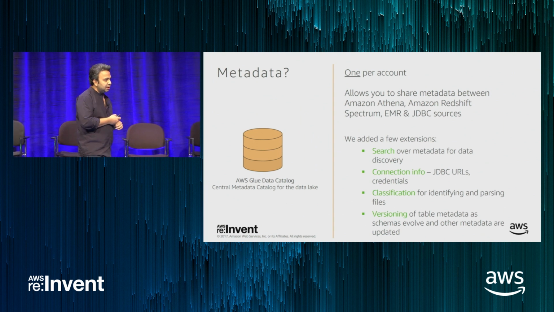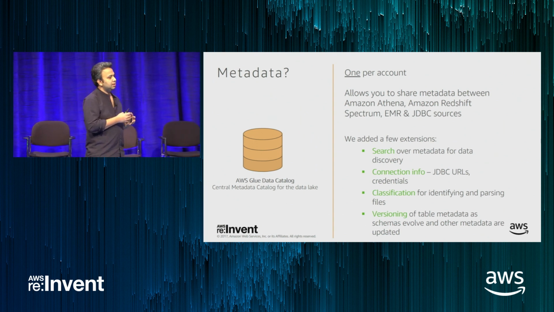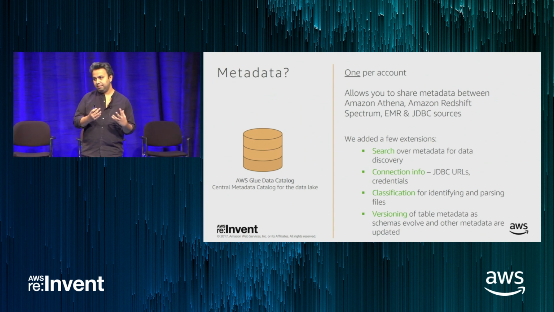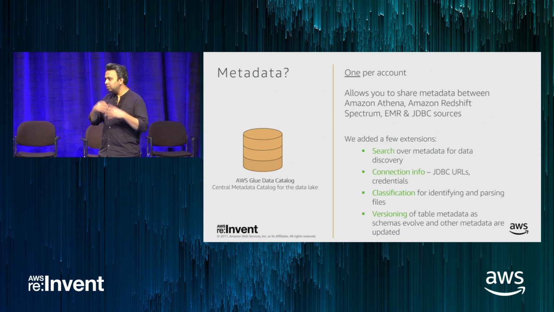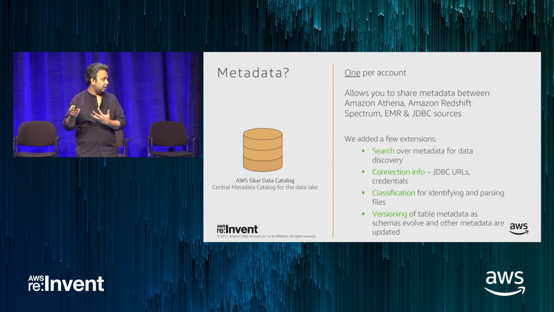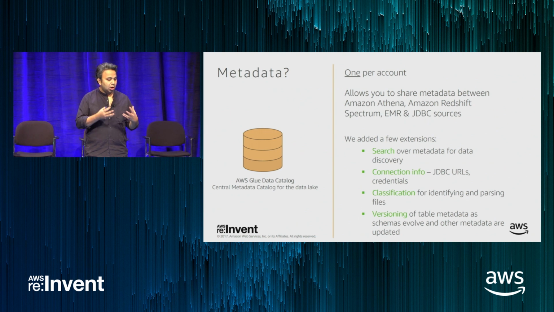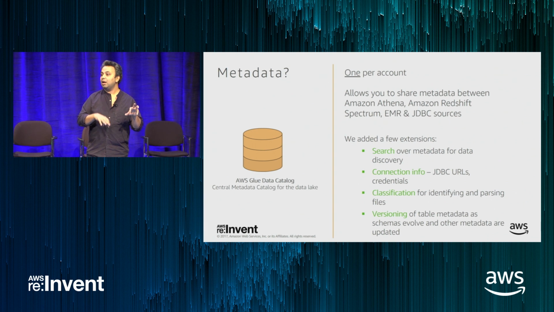So there's one thing that we feel is common to all of these, and that is the metadata, right? So I have all these different tools that are ingestion tools that write data to S3. I have all these downstream query tools that read data from S3. But what I also need is a common metadata store. So we released something called the AWS Glue Data Catalog, which is a common metadata store that allows you to catalog the data that you have in S3 and other JDBC sources like RDS and Redshift.